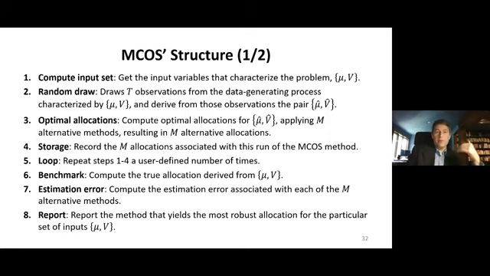The steps are the following. First, we get the input set, for instance, from your favorite provider. And then we're going to produce random draws that lead to sample inputs. Based on that, we can compute optimal allocations, and we can do that for 20, 50 different optimization algorithms, where we are going to evaluate, given these input variables, what is the solution that leads to the lowest root mean square error.